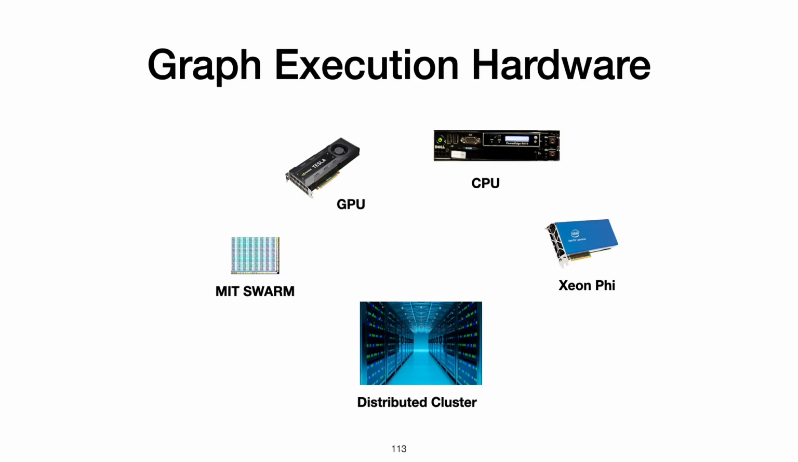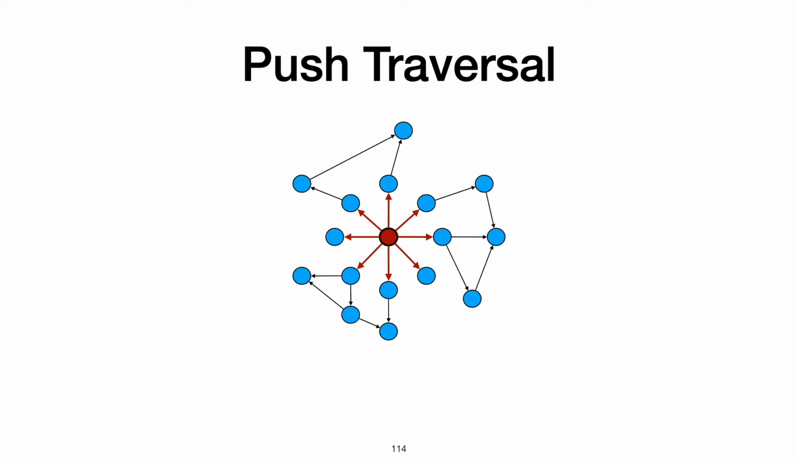And then finally you have to run this on many different architectures, from CPU to GPU to modern domain specific hardware, something like MIT SOAM, or distributed clusters. For each of these architectures you might have to do something differently. And there are many different things you can do.